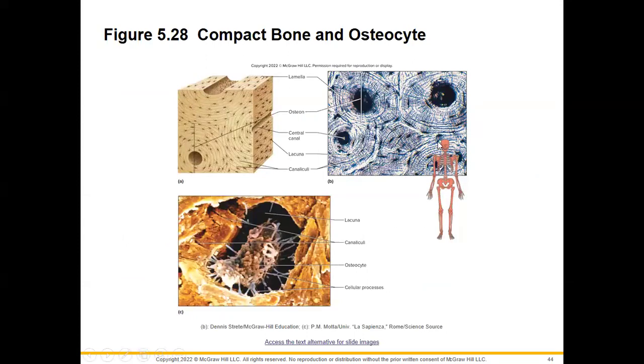So this is compact bone. This is what a cross section of compact bone looks like. So here you see an osteon. An osteon, remember, is your central canal, your osteocytes, and the matrix that is deposited in lamellae, or these concentric rings. So this is the drawing. You have one osteocyte here, osteocyte there, osteocyte there.